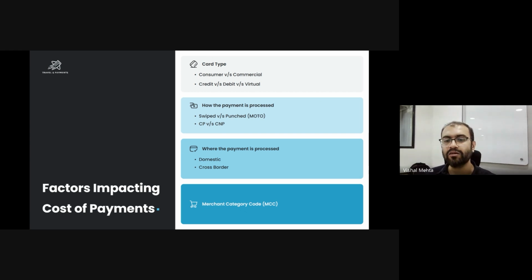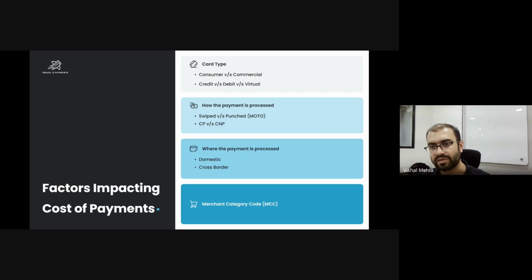And then you have swiped versus punched. There's something called Moto. Moto is going away, but still in a lot of the hotel industry and restaurant industry, the Moto transaction is still very popular, or punched. It is called mail order, telephone order. That's what is meant by Moto. Then there's something called CP versus CNP. CP is card present transaction and CNP is card not present.